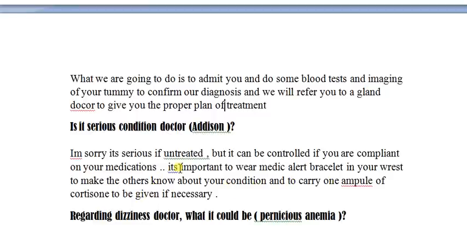So these 2 points are important to mention for a patient with Addison disease, that he has to wear a medical alert bracelet to make others know about his condition, and also to carry one ampoule of steroid or cortisone to be given if necessary in emergency cases.